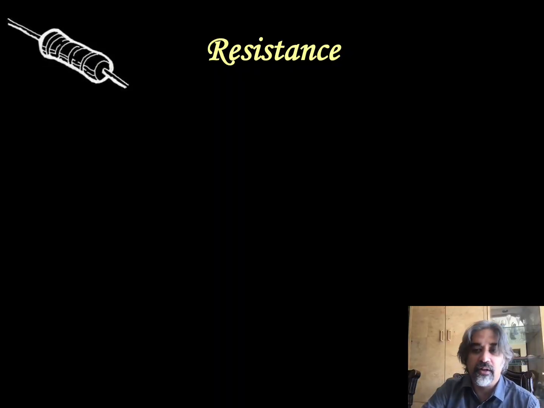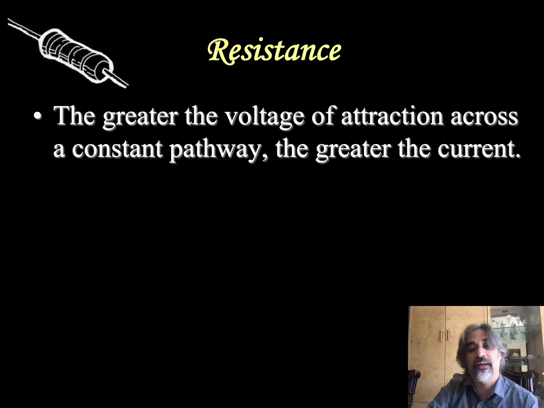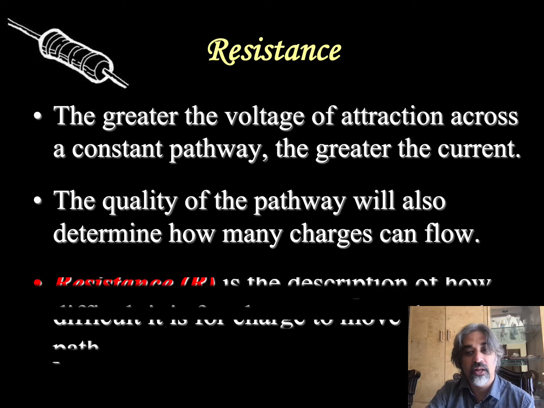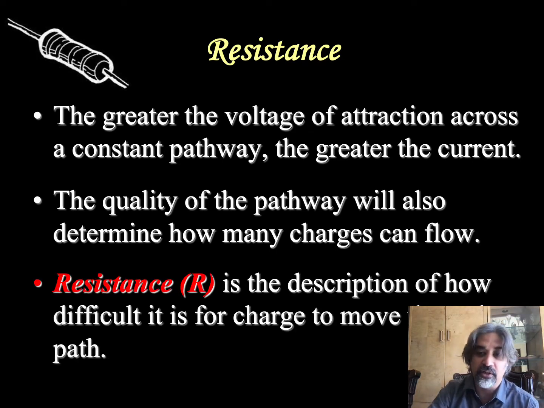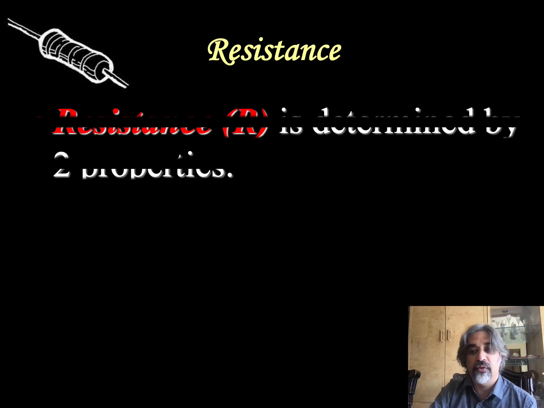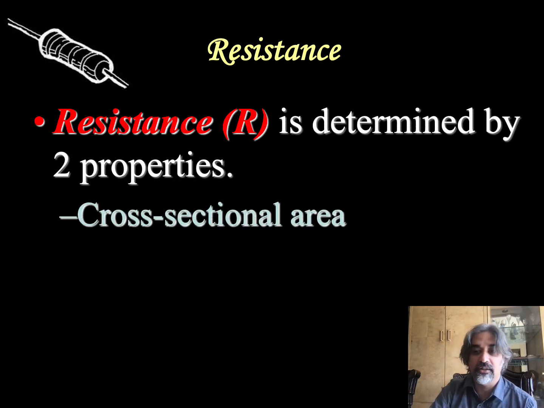We talked about how the greater the voltage of attraction across a constant pathway, the greater the current, or flow of charges per second. However, the pathway will also determine how many charges can flow. Resistance is the description of how difficult it is for charge to move through a certain path. A greater charge flow can occur through a larger cross-sectional area, which decreases the resistance, analogous to greater water flow through a larger pipe.